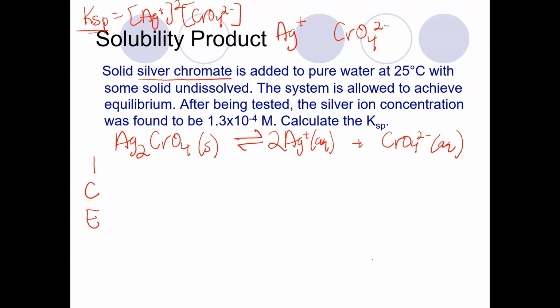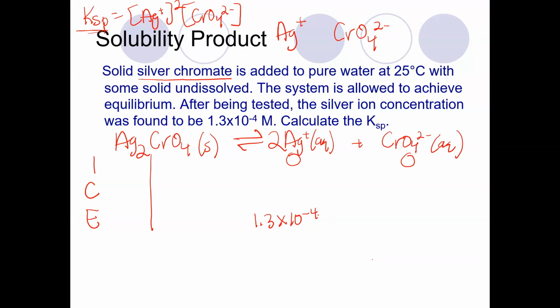So when we do an ICE table, do you remember what we do to solids and liquids? Well, we ignore them in the equilibrium constant expression, so we ignore them in the ICE table. That's going to be true here as well. You're going to get to ignore the solid every time. Reading the question, I do not believe we were given any initial information, so I'm going to write a 0 and a 0. We were given equilibrium information for silver, so 1.3 times 10 to the -4th goes right there.